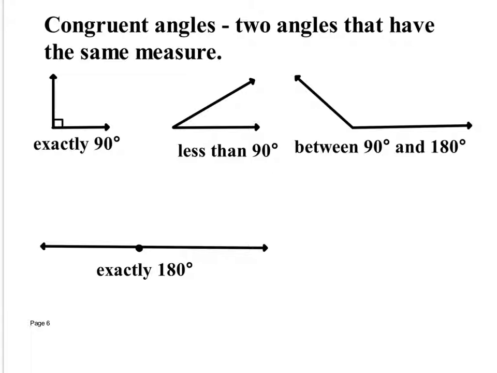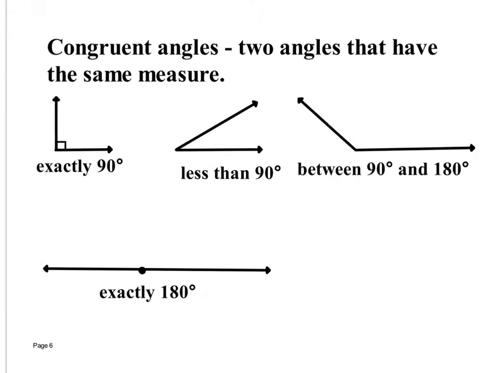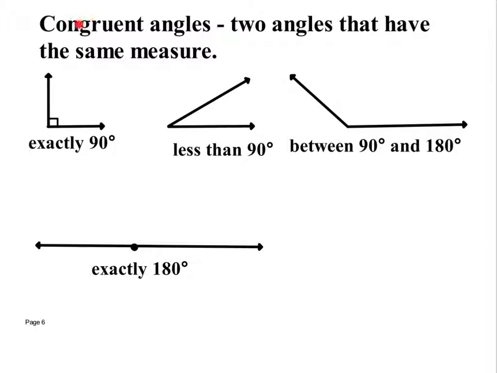A couple things you need to know about triangles. If I talk about congruent angles or congruent sides, congruent angles are two angles that have the same measure. It's the same thing as sides. If I say something congruent, that means it's equal to each other. If it's exactly 90 degrees, what kind of angle is this? What do we call it? What do we classify it? Right. It is a right angle.